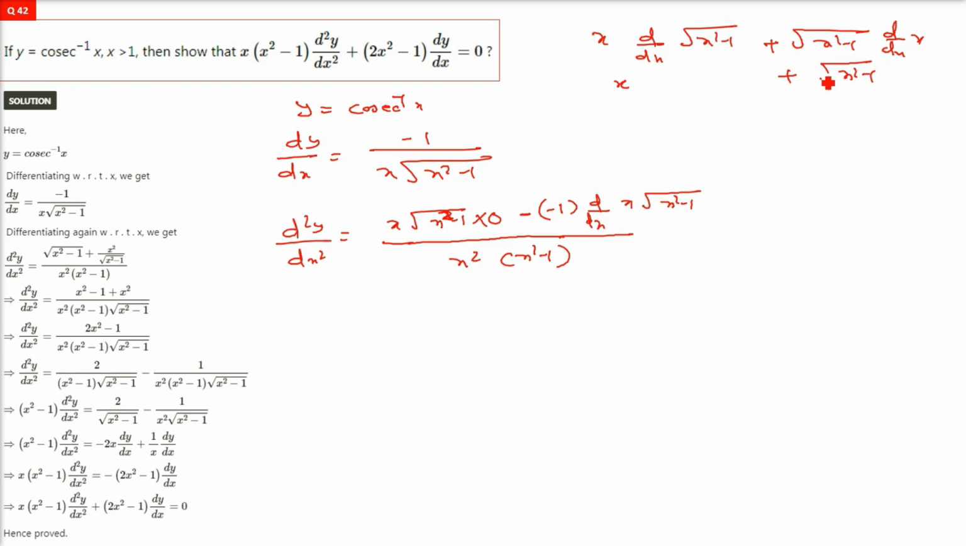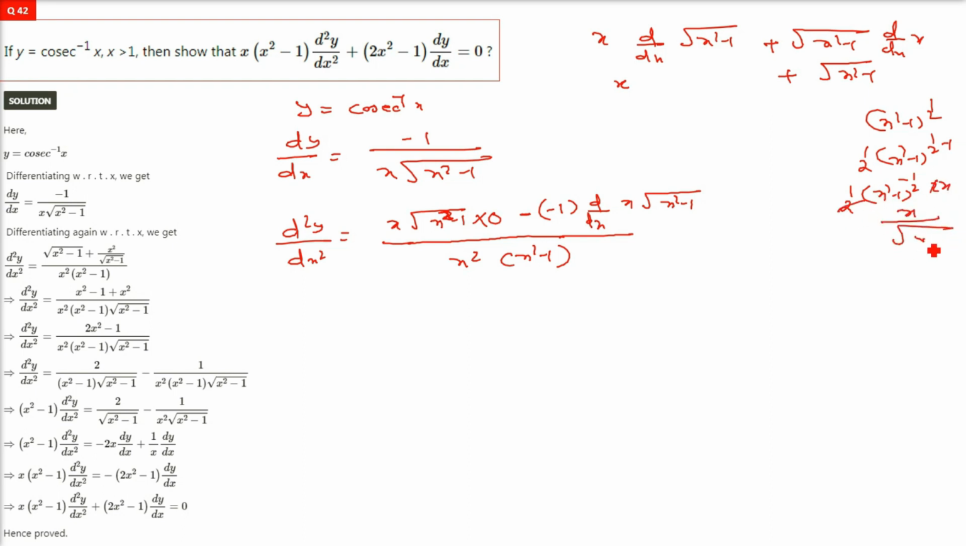So under root x square minus 1 can be written as x square minus 1 to the power half. Differentiation will be half x square minus 1 to the power half minus 1. This is half x square minus 1 to the power of negative half, and differentiation of x square minus 1 will be 2x, 2 gets cancelled, x will be in the numerator.